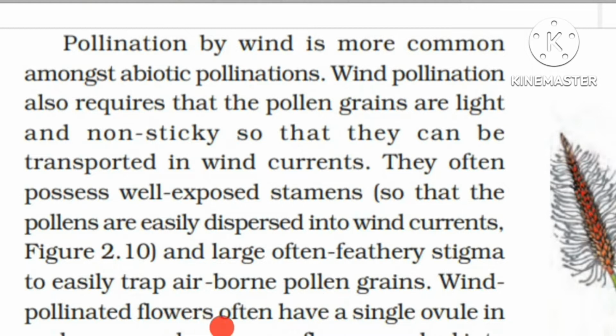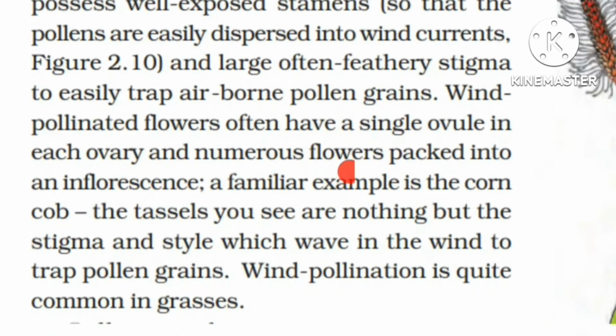Wind-pollinated flowers often have a single ovule in each ovary and numerous flowers packed into an inflorescence. A familiar example is a corn cob. The tassels you see are nothing but the stigma and style which wave in the wind to trap pollen grains. Wind pollination is quite common in grasses.